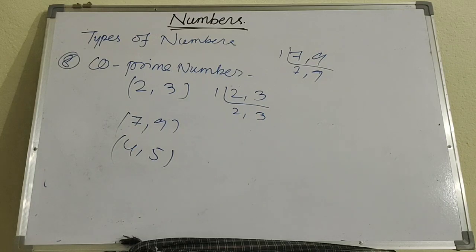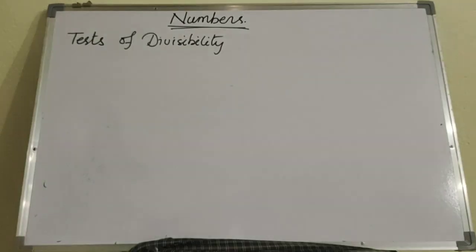Next, I am going to explain the types of divisibility, meaning the divisibility rules for 2, 3, 4, 5, 6 and all the numbers. So let me explain the divisibility rules. The next topic is tests of divisibility. So, divisibility by 2.